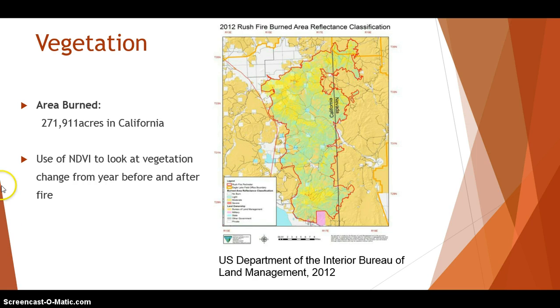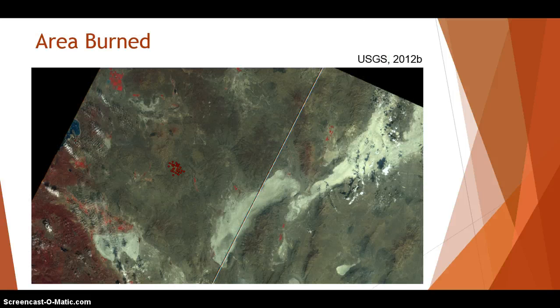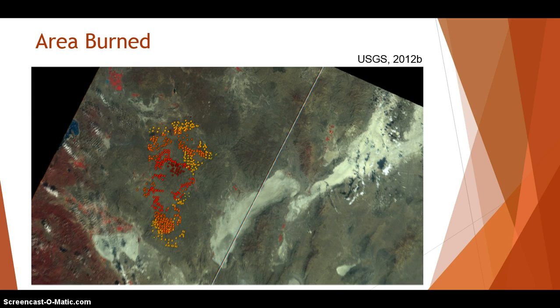NDVI will be used to determine which areas are burnt, following Leon, Van Leeuwen and Cassidy's methodology. The area burnt equates to 280,000 acres in California, and a further 40,000 acres in Nevada was burnt due to the Rush Fire. The animation shows the fire movement. The fire radiates from a central point, and it shows the development of the fire over time.